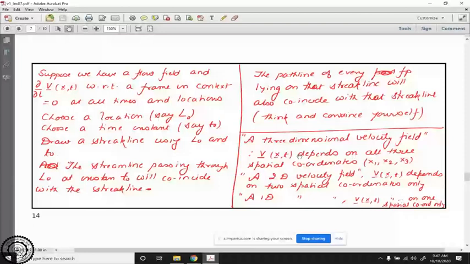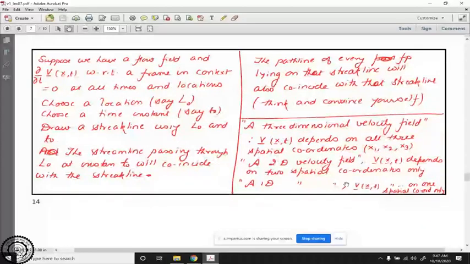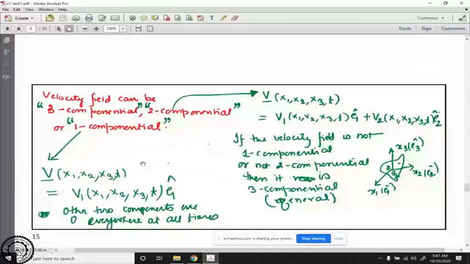It has dependence only on x1, x2, or it can have dependence on x1, x3, or x2, x3, but only two spatial coordinates change the velocity field. That's a 2D velocity field. And similarly, a 1D velocity field is one in which the velocity field changes only with one spatial direction. We will see examples of this. In fact, I am preparing you for examples, exposing you to these phrases, because I will be bringing up such cases very soon. So just for reference, let's keep this in our notes and in our minds. A velocity field can be three componential, two componential, or one componential.